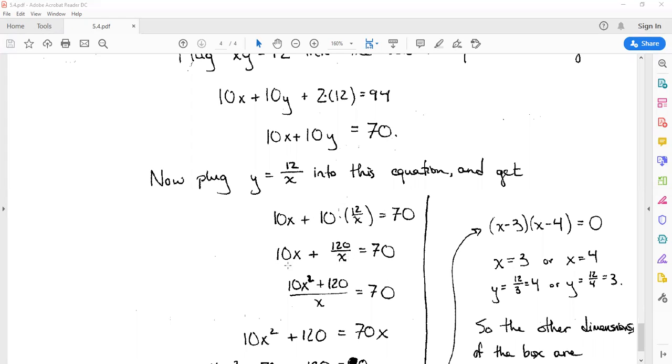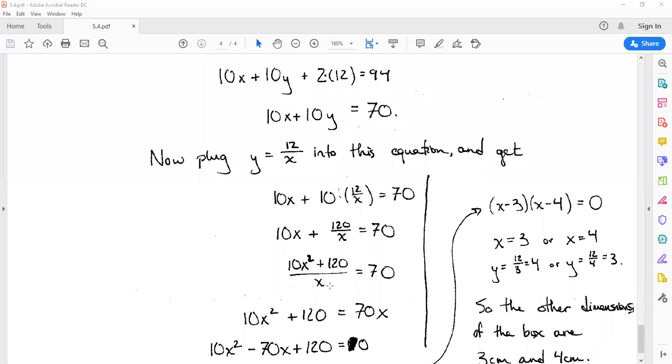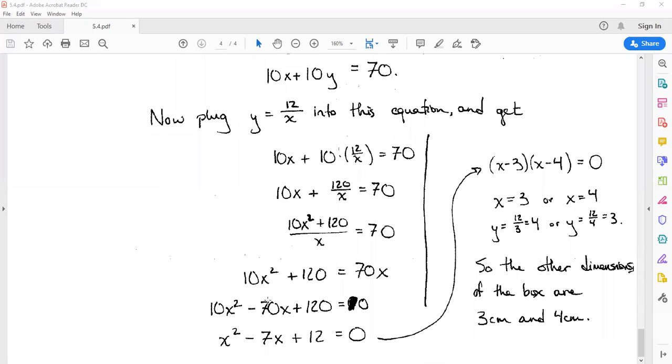And if I get a common denominator on the left side, that would be x. I'll get 10x squared plus 120, all divided by x, equals 70. And now I can multiply both sides by x to get that out of the bottom down here. And I get 10x squared plus 120 equals 70x. Okay, and now I think I've got a nice quadratic equation, right? 10x squared minus 70x plus 120 equals 0.